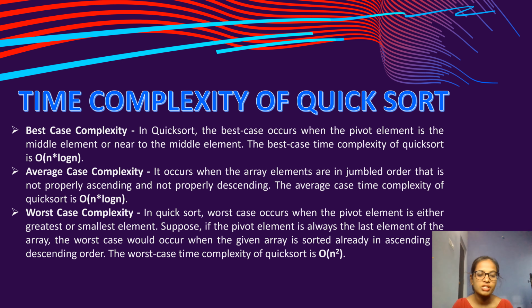When we come to the average case complexity, it occurs when the array elements are in jumbled order, that is, not properly ascending and not properly descending. The average case time complexity of quicksort is big O of n log n.